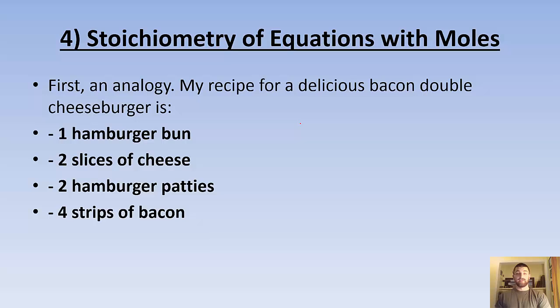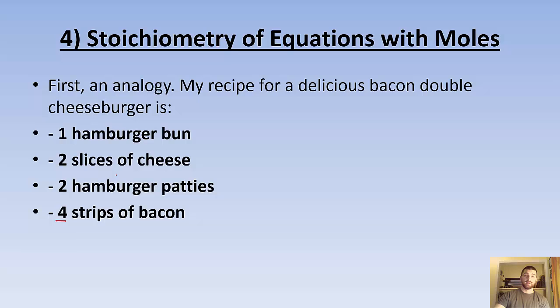So first, I like to start with an analogy because I think you guys will get it and it'll help. All right. So my recipe for delicious bacon double cheeseburgers is one hamburger bun, two slices of cheese, two hamburger patties, and four strips of bacon. You gotta load it up with bacon.